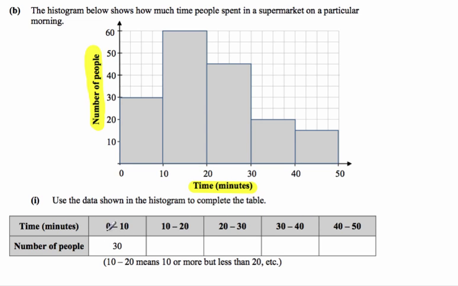So we can see that 30 people spent between 0 and 10 minutes in the supermarket on this morning, and that's shown in the graph. So between 10 and 20 minutes we've got this number of people here, which is 60. Between 20 and 30 minutes it goes up to 45. Between 30 and 40 goes up to 20. And finally between 40 and 50 goes up to 15. So that's the table completed.